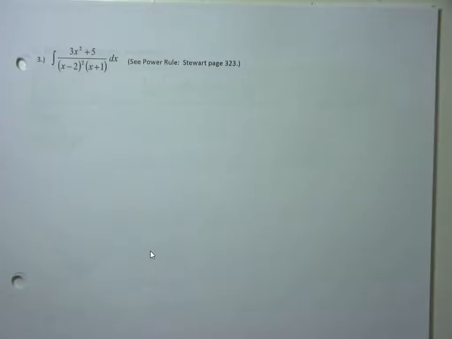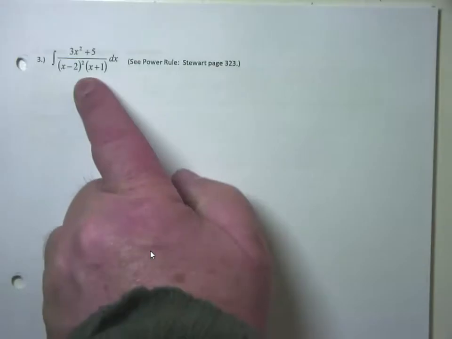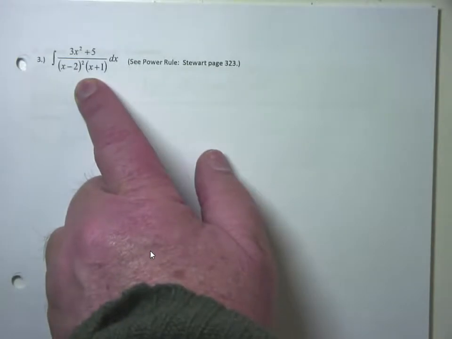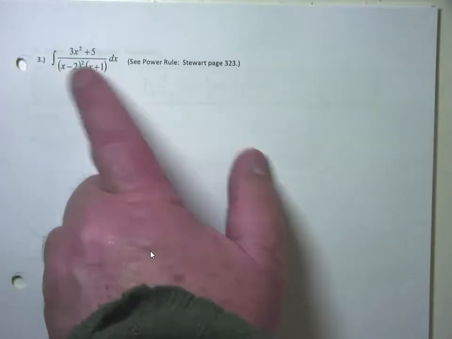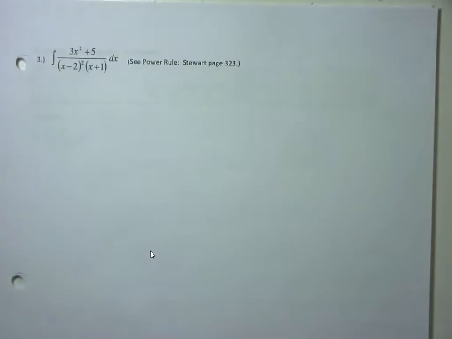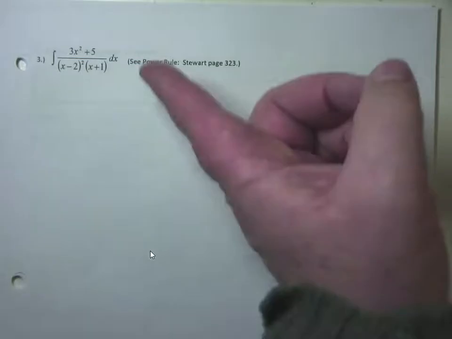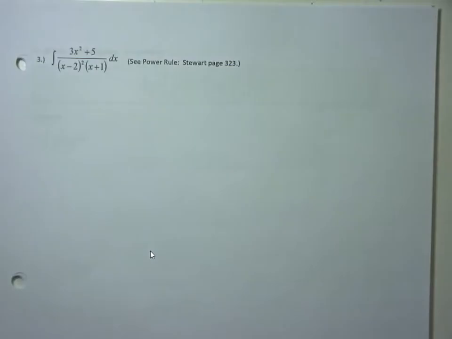The degree of the top is what? What's the degree of the numerator? 2. What is the degree of the denominator? It's actually 3 because of the x minus 2 squared, that's an x squared. There's an extra x, that's a grand total of x cubed. When you pull it out, it's a degree 3 polynomial. So the degree of the top is less than the degree of the bottom, proper fraction. And they went ahead and factored it for you.